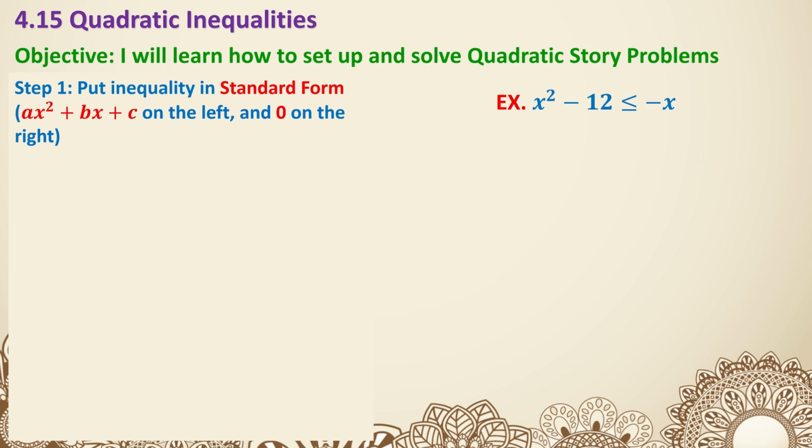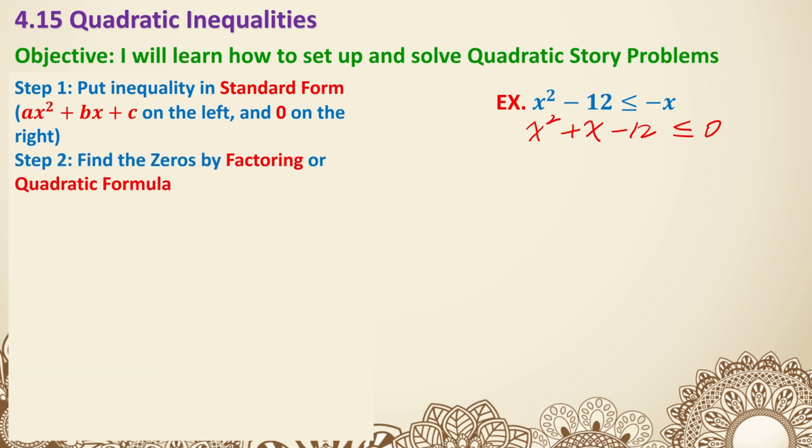Here's the example. Step 1. Put the inequality in standard form, which is ax squared plus bx plus c on the left side and 0 on the right side, just like when you solve the equation. So that means we need to move the negative x to the left side. So it's x squared plus x minus 12, that is less than or equal to 0.